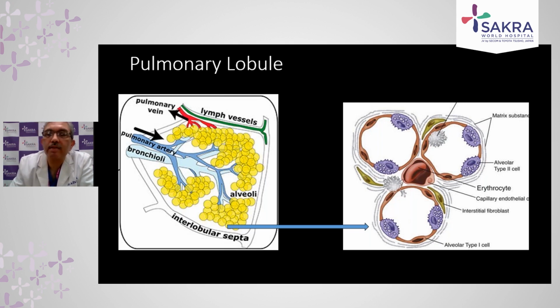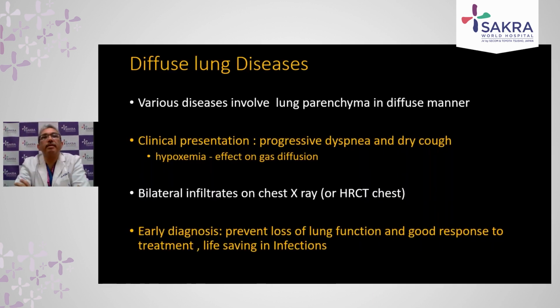So essentially it's a very, very thin area which has a few cells, a little bit of type 4 collagen, and nothing much other, and few fibroblasts. So diffuse lung diseases are those diseases which involve the lung parenchyma in a diffuse manner, that is, involve all the regions of the lung. They are clubbed together because they have a common clinical presentation.